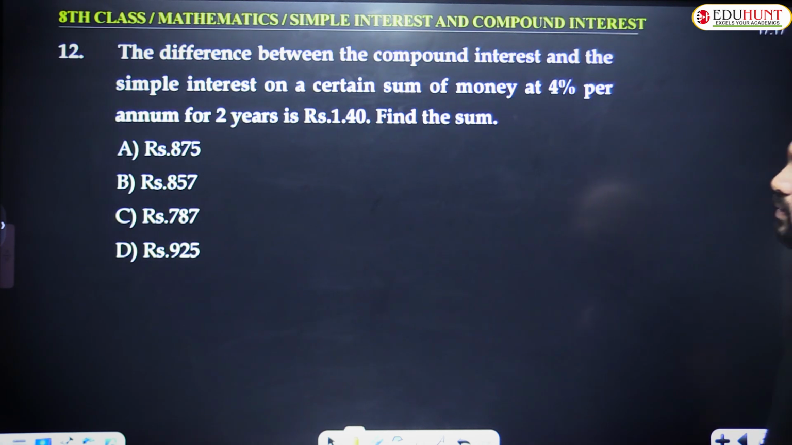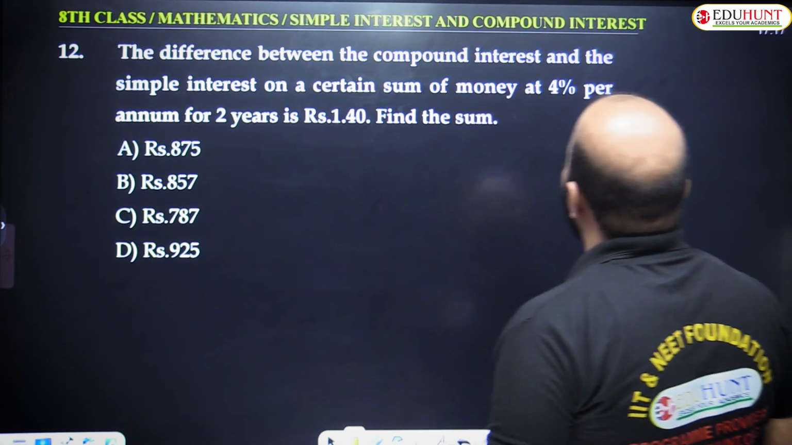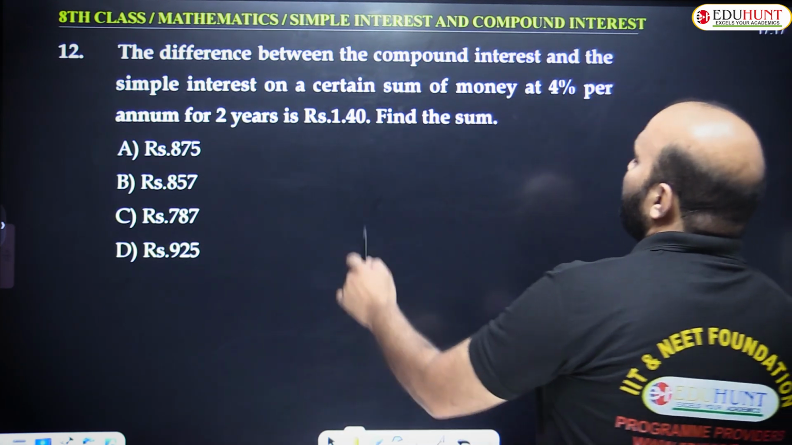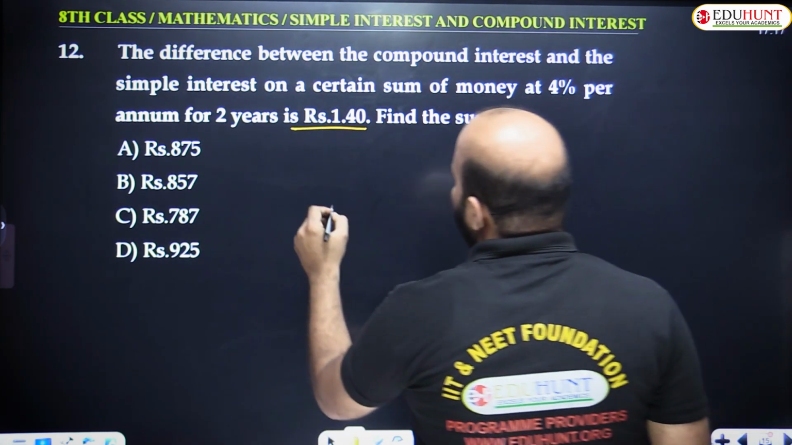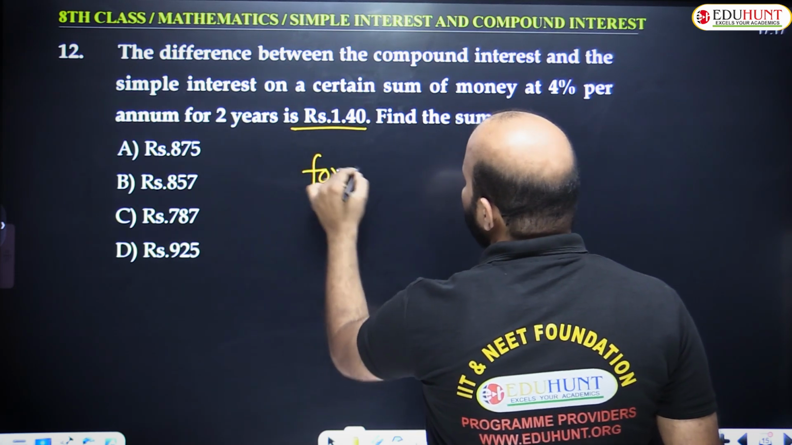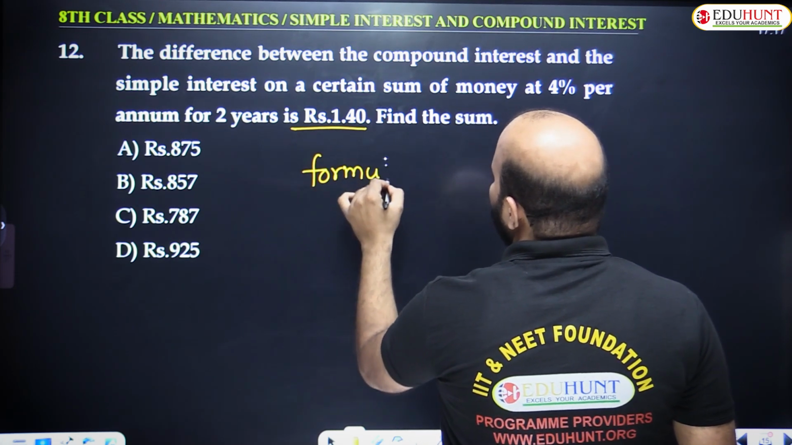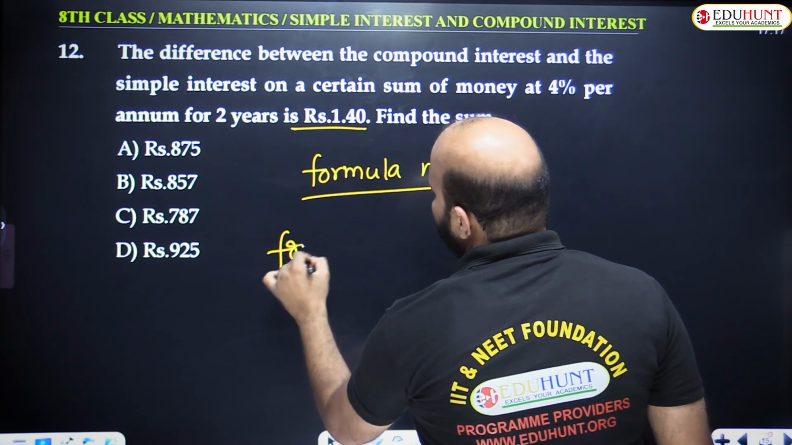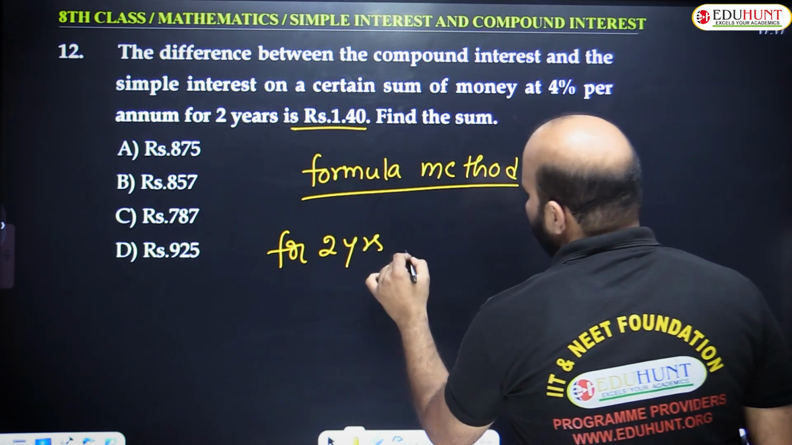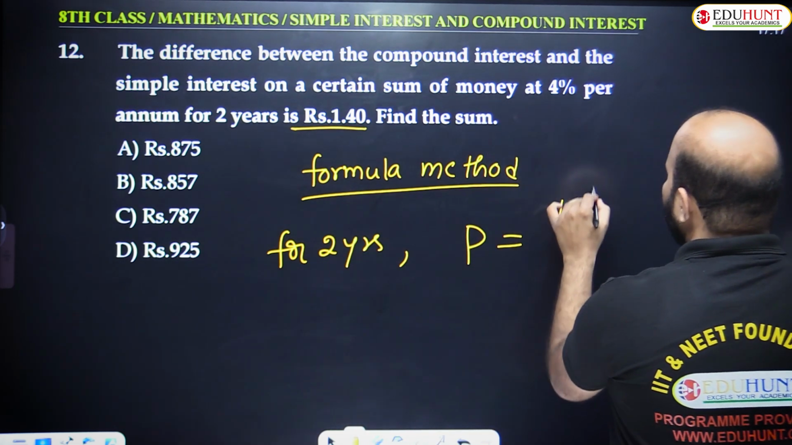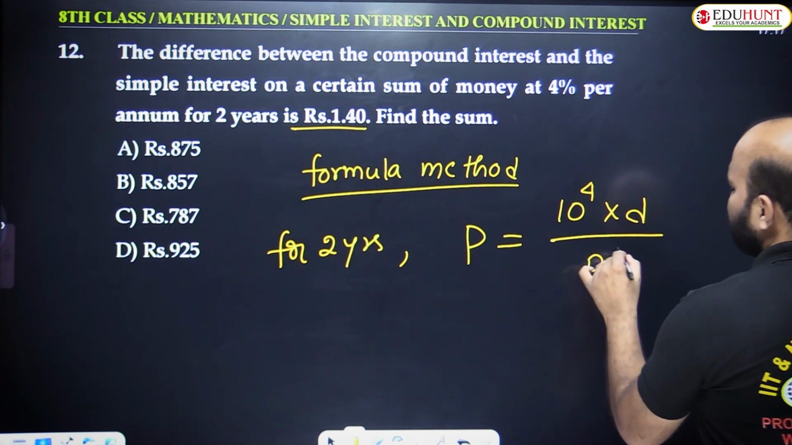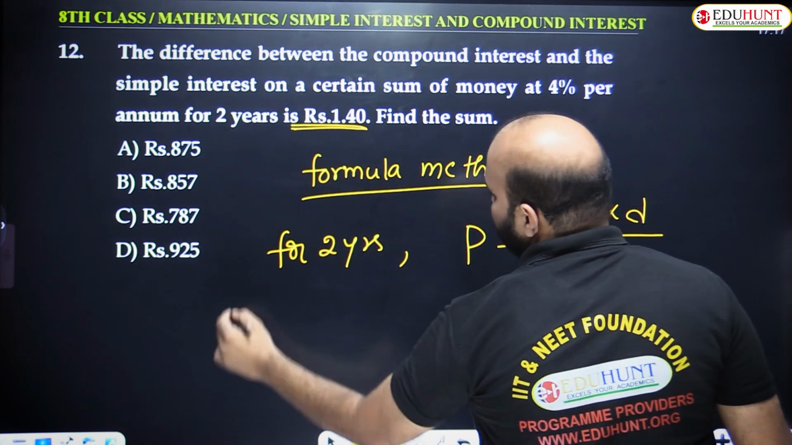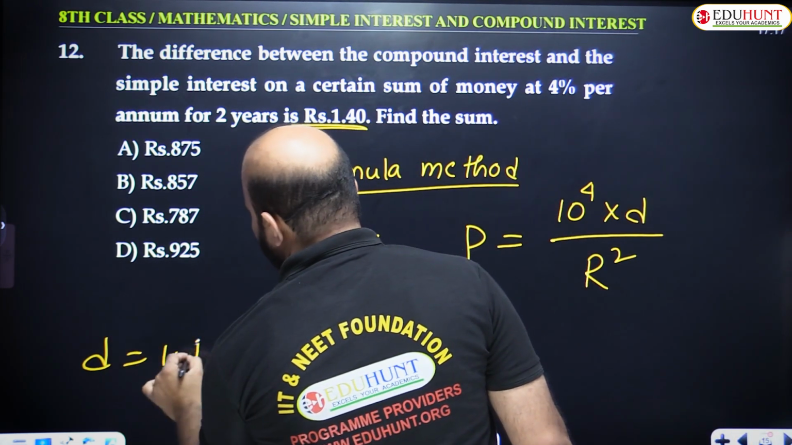Am I clear? So let's go to question number 12. The difference between the compound interest and the simple interest on a certain sum of money at 4% per annum for 2 years is 1.40, find the sum. So in that question, according to the formula method, how many years given? 2 years. For 2 years compound interest, P equals 10 power 4 into D by R square, where D stands for difference between compound interest and simple interest. You know that. What is the D value? Already given, D value 1.40. Rate of interest.